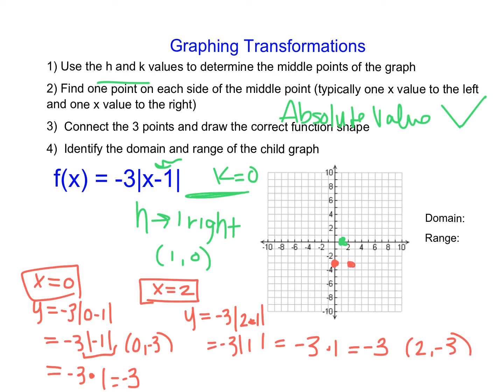Now, we know this is a V shape, so we're going to draw this like a V through our points. And then now that we have a fully complete graph, we need to find our domain and our range. Domain is going to be all real numbers because this graph is going forever to the left and forever to the right. And then our range, because the highest point is 0, and then the graph is going down, is going to be y is less than or equal to 0, because the highest point is 0, and then we need all of the y values that are below that.